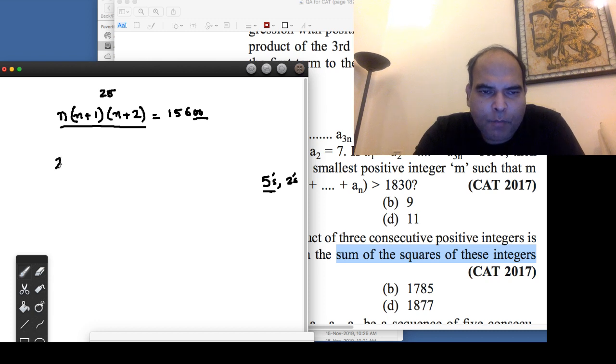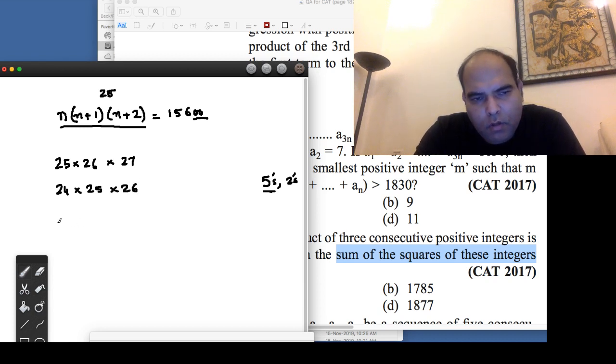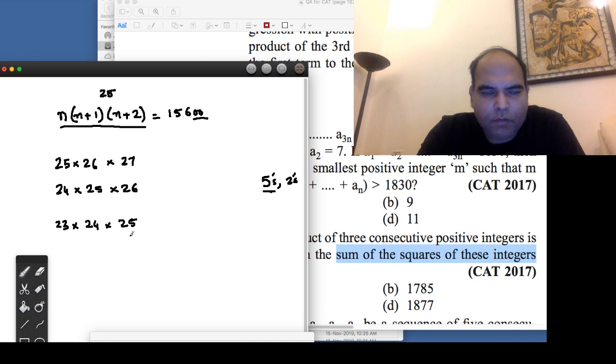So I've got 25 into 26 into 27, 24 into 25 into 26, or 23 into 24 into 25. I have only three possibilities now, because unless I put a 25 in the mix, I'm not going to get a number ending with two zeros here. And then the next part becomes the calculation of which of these will work.